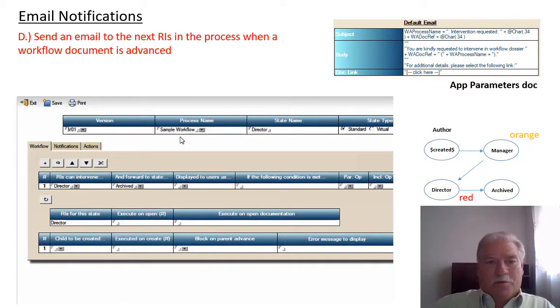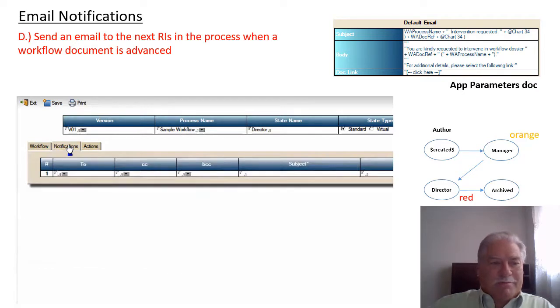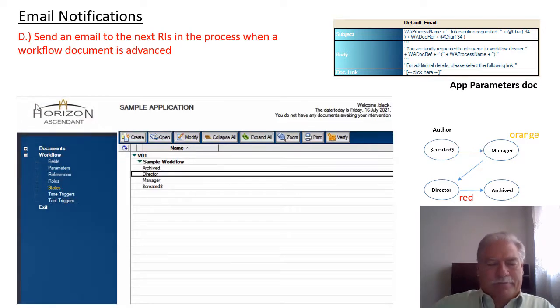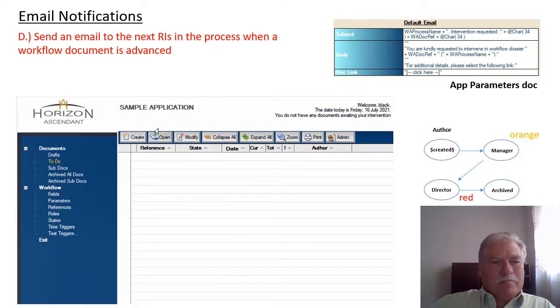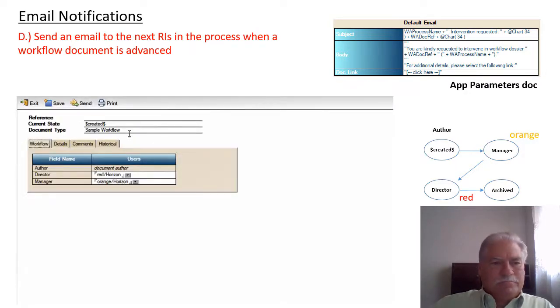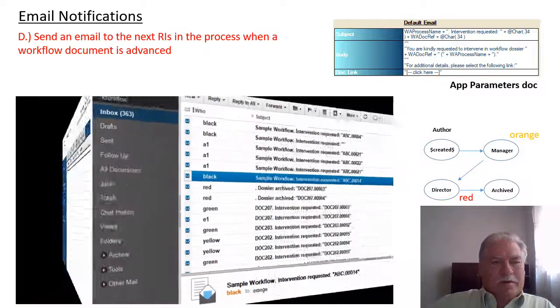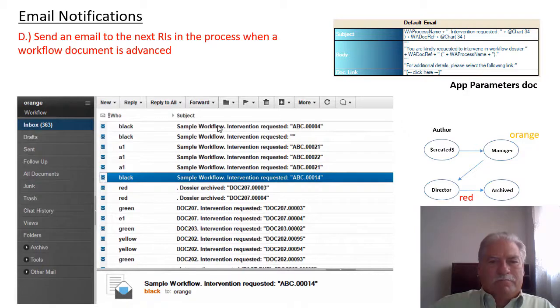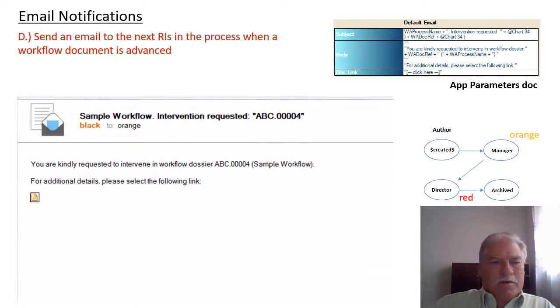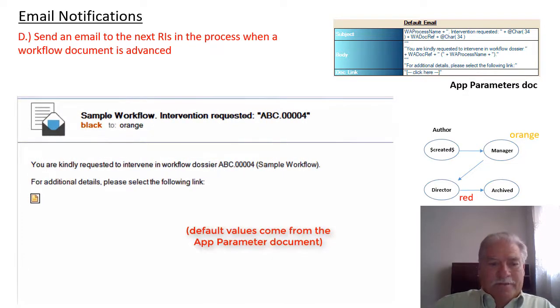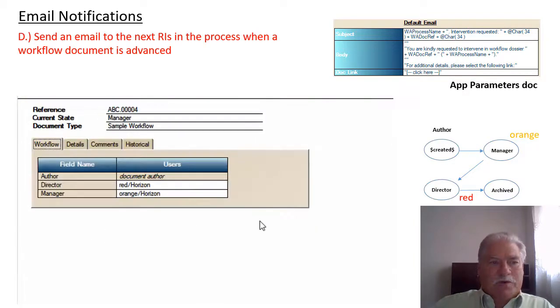Now for director, of course, we can't say the next users in the process because there are none. It's archived. So we'll just say we'll send a message to the document author indicating that the document has been archived. So let's take a look at that. Going over to the mail. Now here is the message that was sent off. That's the default values coming from that default email that you see up in the right-hand corner.